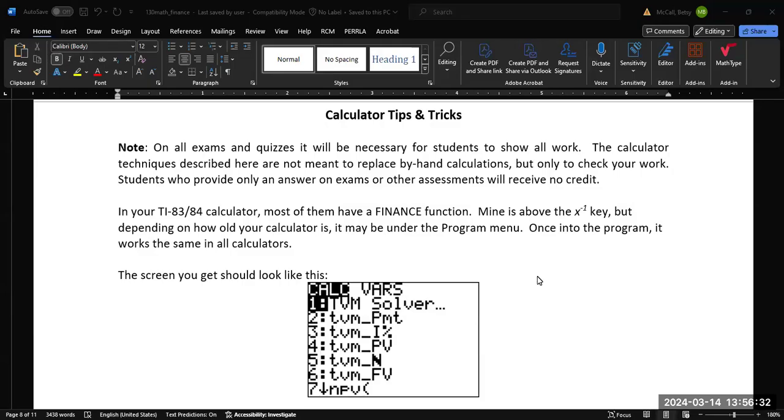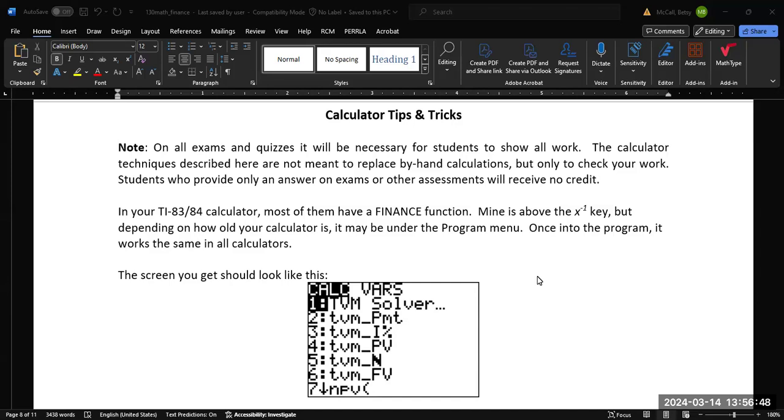All right, so we're going to walk through some examples of using the TI-83, 84 calculator math of finance functions in order to calculate problems for compounding interest and things like that.